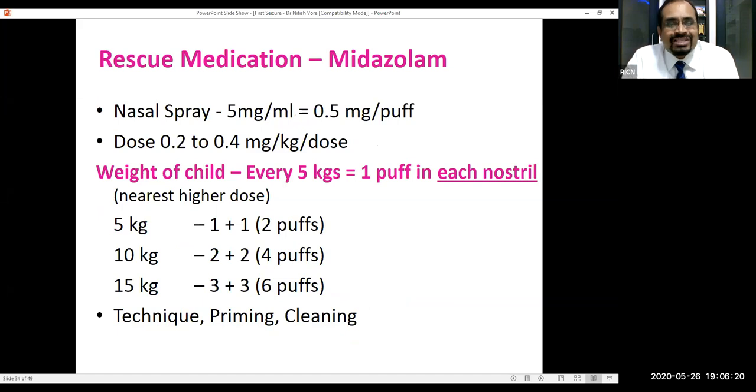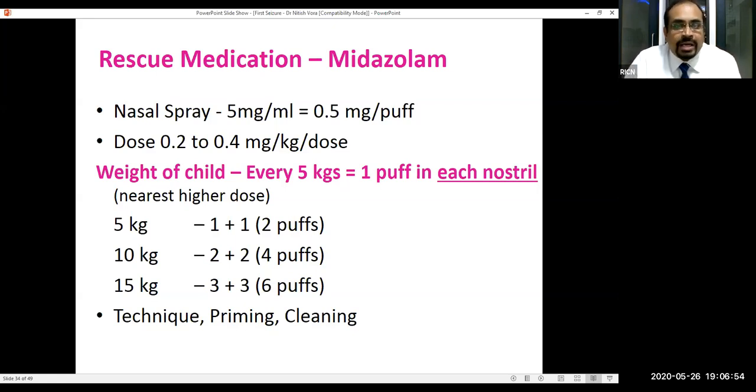So this midazolam nasal spray, there are different strengths available. Most strengths are 0.5 milligram per puff. I don't remember the dose as milligram per kilogram at the moment. A simple calculation in your mind is, for every 5 kg of the child's weight, you put 1 puff in each nostril. So 5 kgs, total 2 puffs, 1 plus 1. We are putting in an alternate way. So if the child is 7 to 10 kgs, you put 2 plus 2, 1, 2, 3, 4 puffs. 12 to 15 kgs, 3 plus 3, and so on. So you know the dose now.